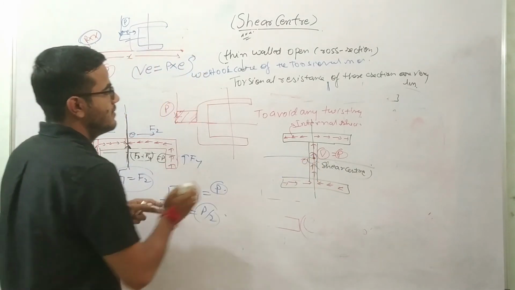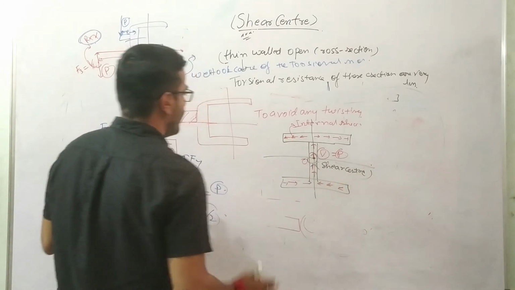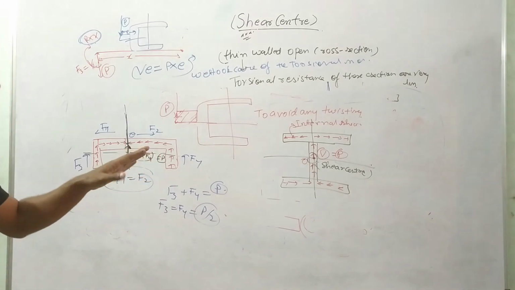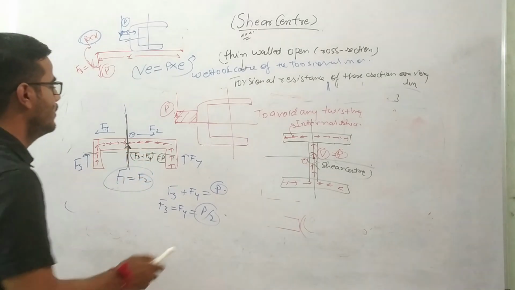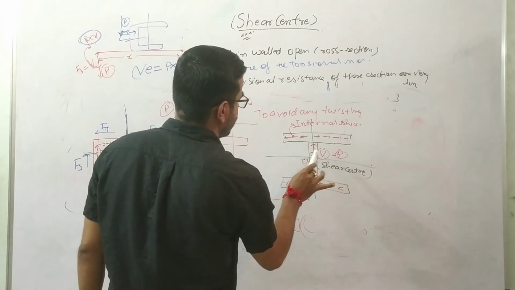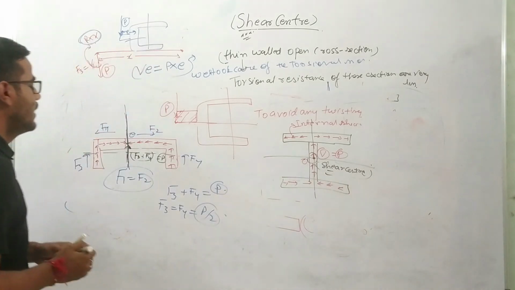Okay, means this section is at a distance of x. Right? We have already discussed this thing. Okay, so when we have both axes of symmetry, like here, the shear center will be the point where both the axes are intersecting. Okay, so this is nothing but our shear center, right?